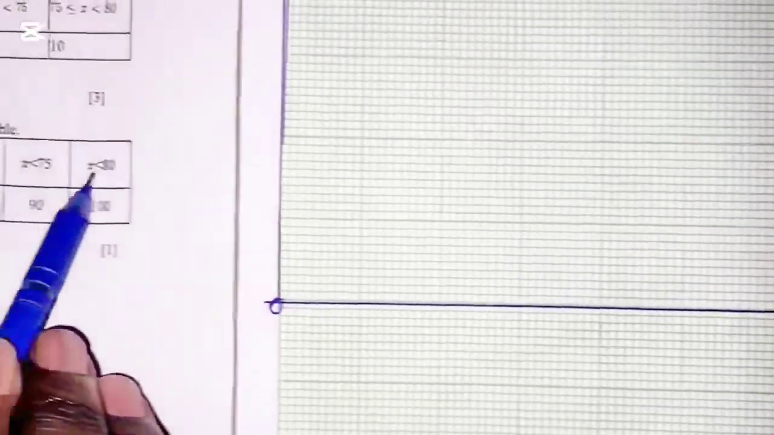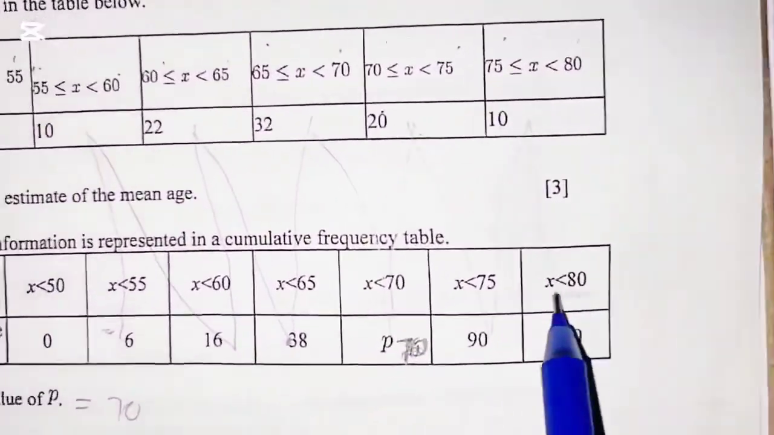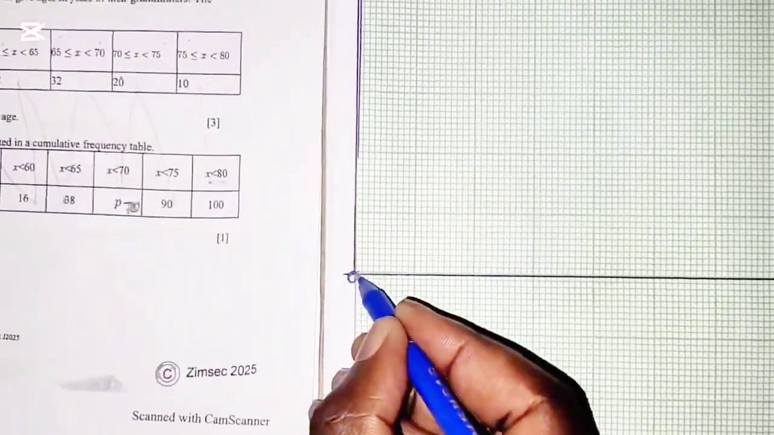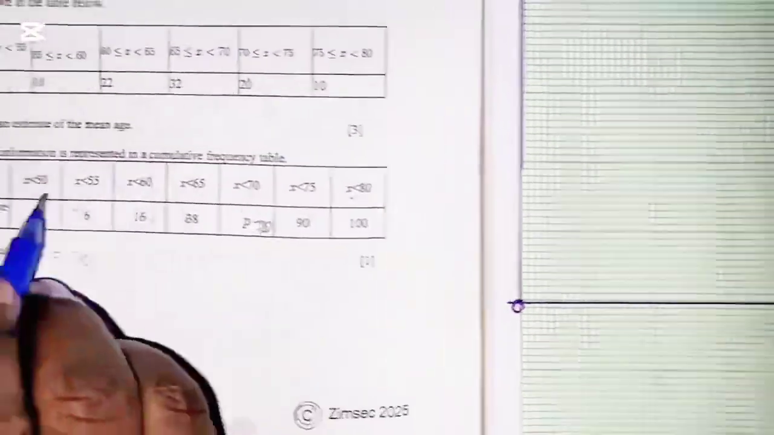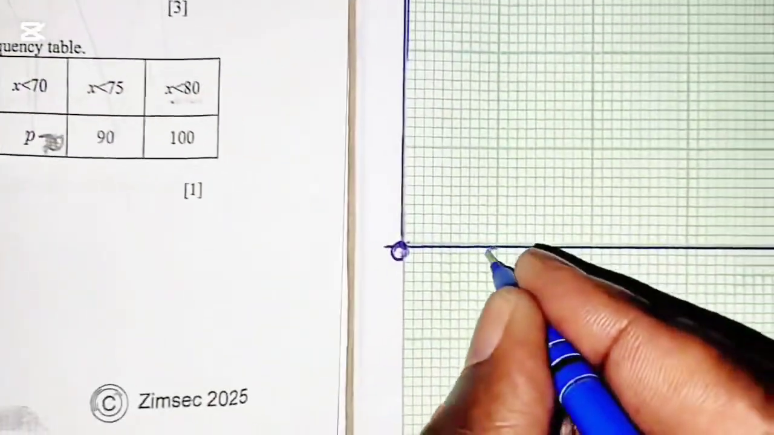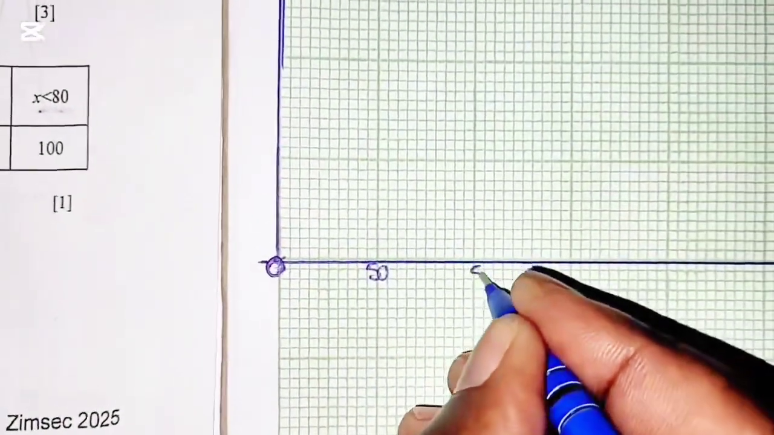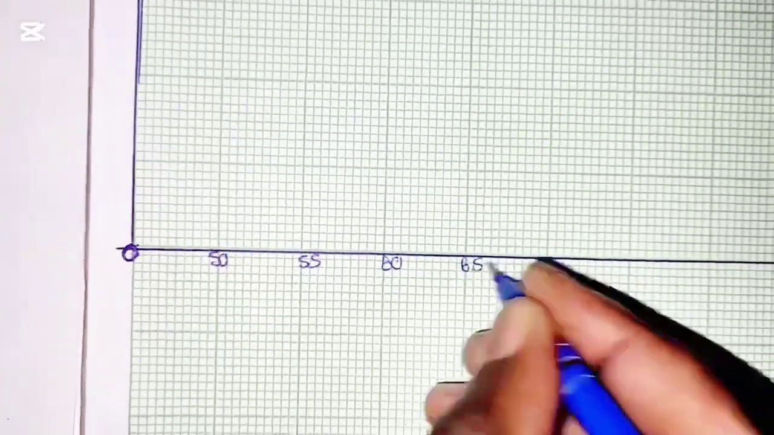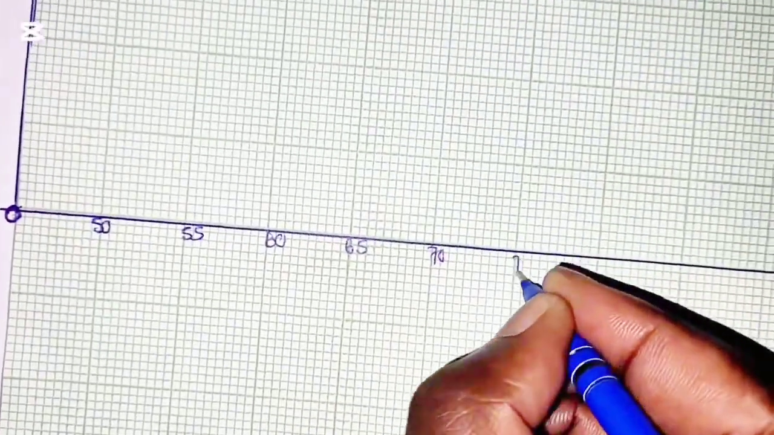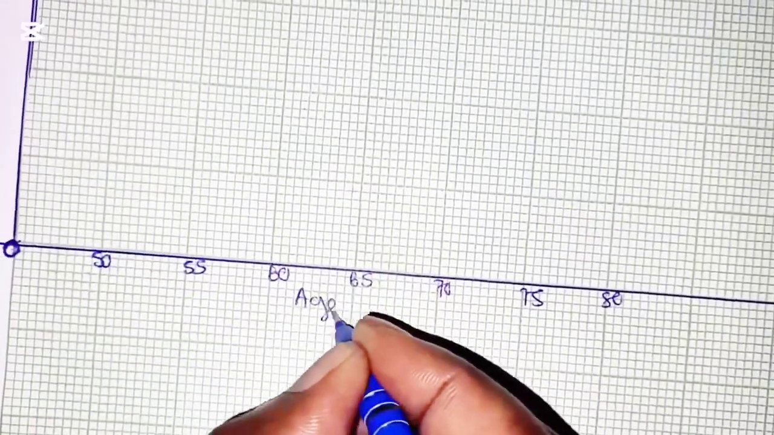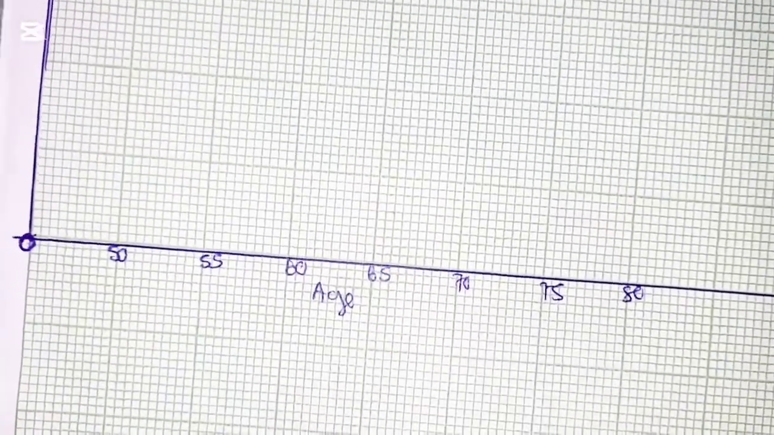But from our table, the maximum right here is 80. So if we start with 0, 5, 10, 15, we will not reach 80. So what are we going to do? We are going to say 0 right here, then we're going to start with 50. Are we together? We're going to start with 50, then 55, then 60, then 65, 70, 75, and 80. So that's age right here.